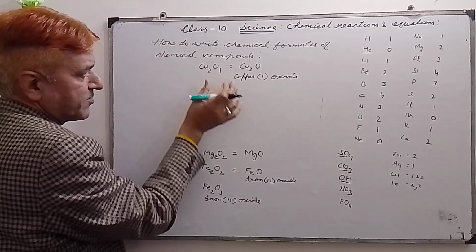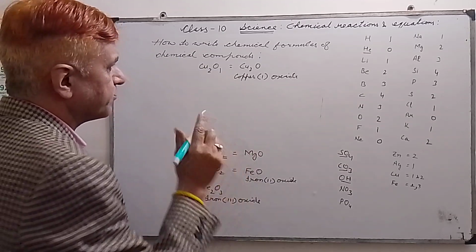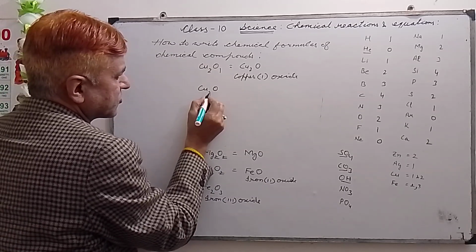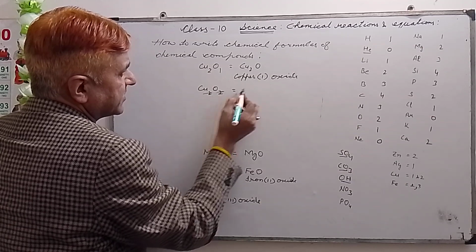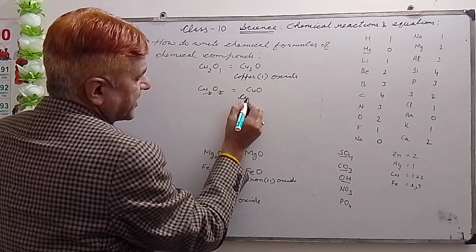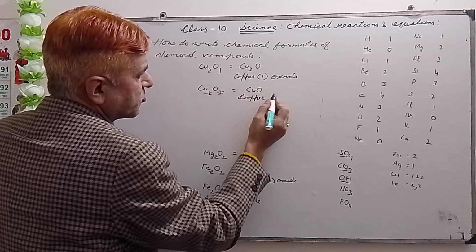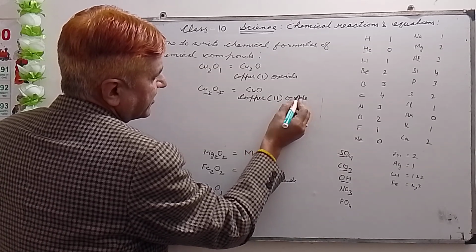Then again I will write copper oxide but taking valency 2. So copper oxide. Valency of oxygen 2, valency of copper I am taking now 2. So 2 and 2 cancelled. So I have CuO, copper oxide. So how will I write its name? Copper, which valency have we taken? 2. So within brackets I will write 2 and oxide.